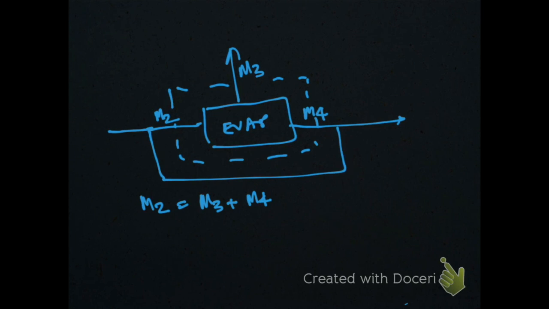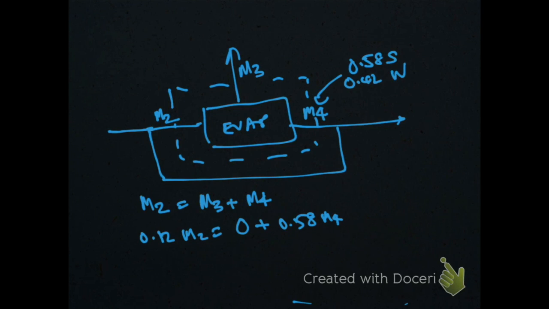We have for solid, 0.12 M2 equals to 0, because we don't have solid at all in the evaporator together with water, except in M4, where we have 0.58 M4. This is given. The information given is 0.58 solid, 0.42 water. And then this is for solid, and for water we have 0.88 M2 equals to M3 plus 0.42 M4.